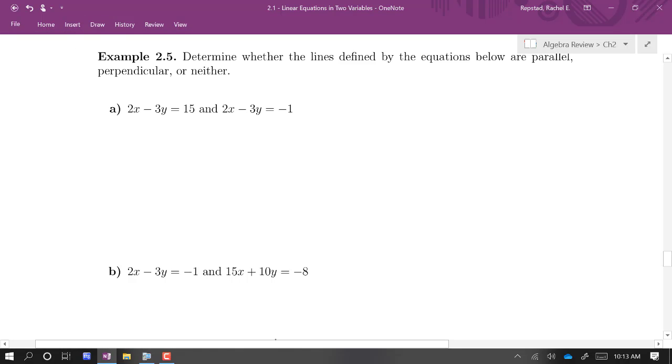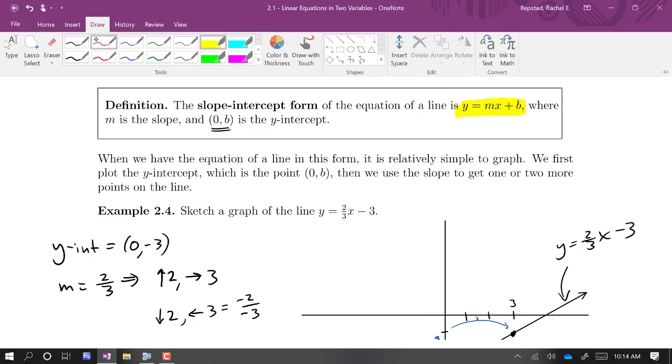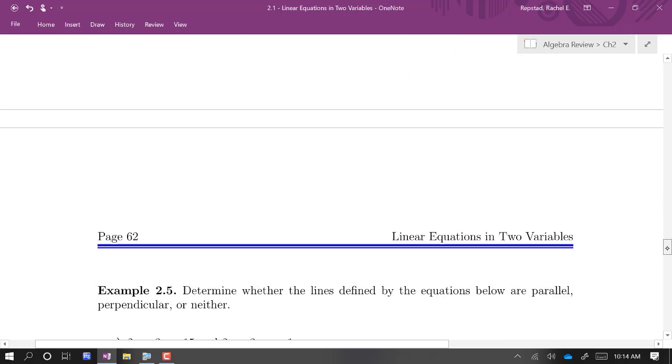Okay, so in this next example we're going to look at some pairs of equations and figure out if these lines are parallel or perpendicular or maybe neither. We're going to do that just by finding the slope. Going back to the definition of the slope-intercept form, if I solve an equation for y, I get it in that form, and that allows me to isolate the value of the slope. Once I know those slopes, I can determine if they're parallel or perpendicular or maybe neither.